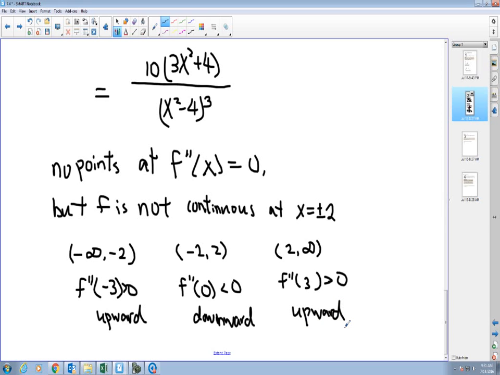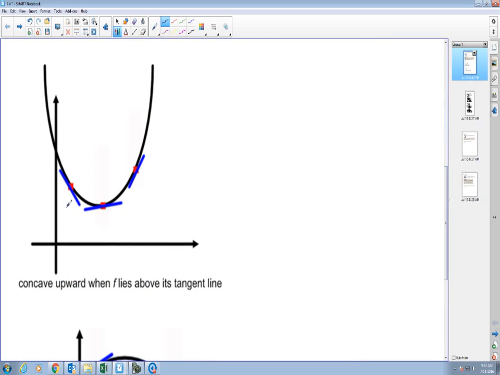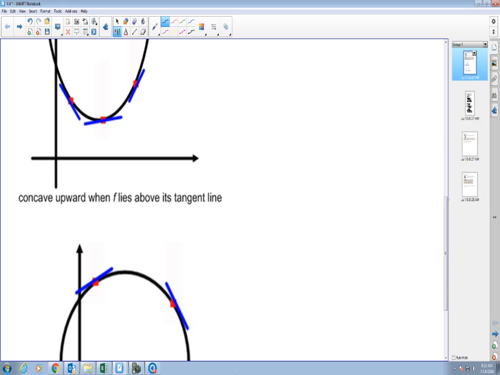A lot of times, if it helps, graph the function. That will definitely be a big help. Remember, concave upward means all these tangent lines lie right underneath the graph. A lot of students find this weird, but concave downward means the tangent lines are on top.